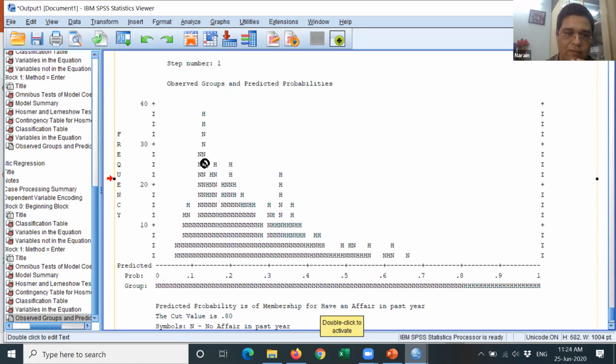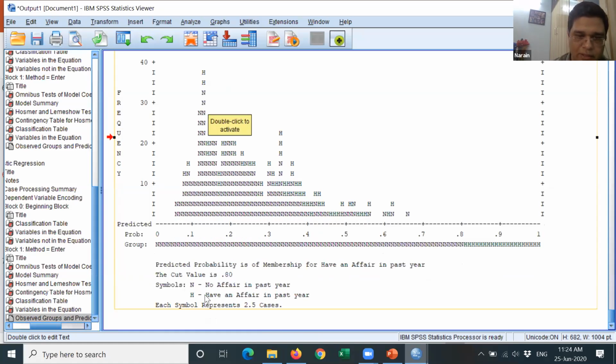But then there are so many people who are having an affair. This H represents having an affair, N represents not having an affair, as defined in the legend: N means no affair, H means having an affair. If you put it at, let's say, 0.05, then everyone above 0.05 will be termed as having an affair, and below that the person does not have an affair. You are 100% right as well. That's one way in which you can look at the chart and make a cutoff.